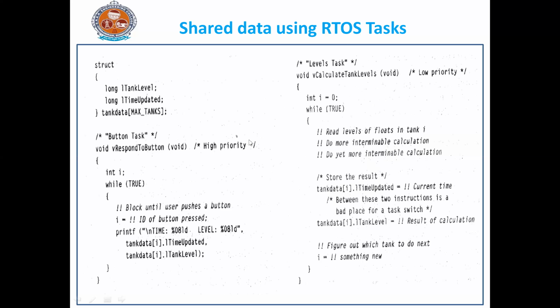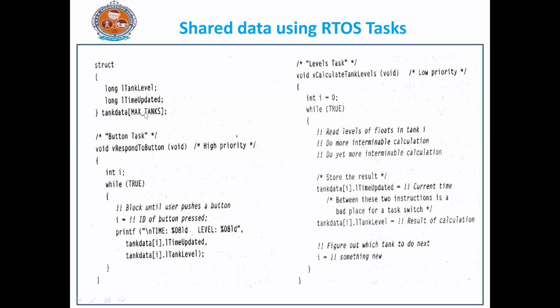Here tank data of I is a structure. If you see here, it is a structure which has two parameters, that is the tank level and the time updated. It records at what time you have taken the tank level, because depending upon the time, the tank level may be different at different time intervals. That's why we have two different parameters in this tank data. And you have the maximum tanks, which specifies how many tanks you have.